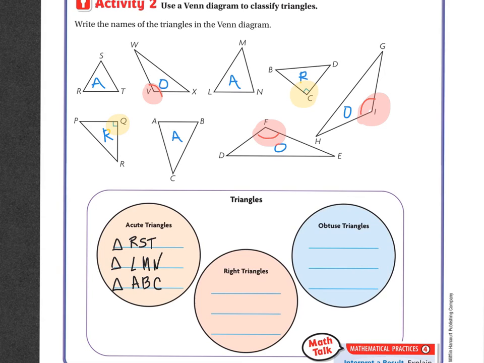The acute triangles are triangle RST, LMN, or ABC. And I just put them in alphabetical order because I like things to be organized, but of course you could have your vertices in different orders. Your right triangles are triangle BCD or triangle BQR. And again, you can change the order of the letters because it still is going to create a triangle. Then lastly, we have the obtuse triangles: triangle WVX, triangle DEF, triangle GHI. And again, you can change the order of the letters.